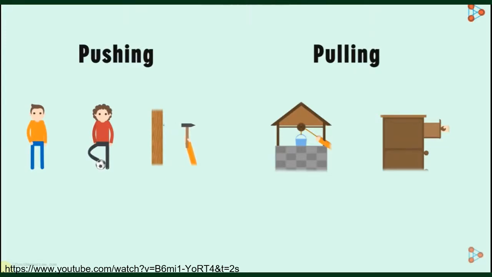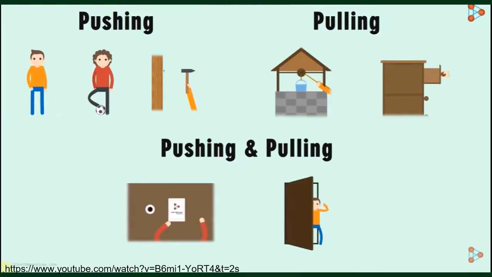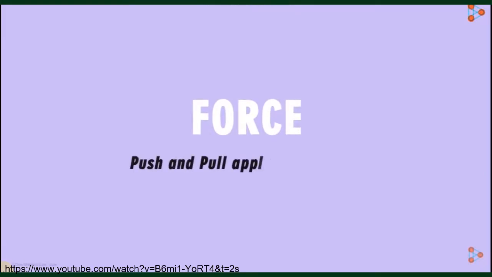Are there any actions that can be described under both? Yes, there are. Suppose there's a book on the table, you can either pull it towards you like this or push it away from you like this. So moving an object can be described under both. Similarly, opening or shutting a door can be thought of as both. So we can safely say at this point that forces are nothing but the push or pull applied on objects.